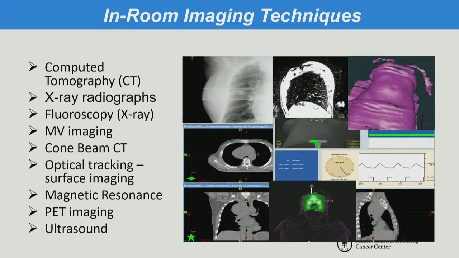So some of the in-room imaging techniques, and this list is getting longer and longer by the day: computed tomography, X-ray radiographs, fluoroscopy, MV imaging, cone-beam CT, optical tracking, magnetic resonance, PET imaging, ultrasound. I think now we can add Cherenkov imaging. We can add thermal imaging. So this gets longer and longer.